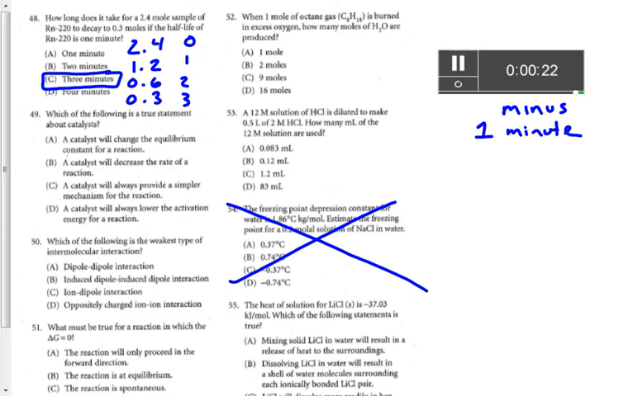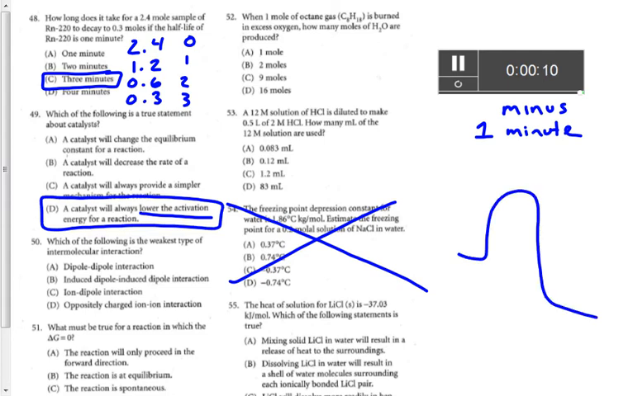Letter B, which of the following is true about a catalyst? I don't have time to really talk about each one, but it lowers the activation energy. If you can just leave remembering that, it always lowers the activation energy. So if I drew something like this, if it all of a sudden went lower, it lowers the activation energy, right? Number 50, which of the following is the weakest type? Which one? Because it doesn't say the actual name.